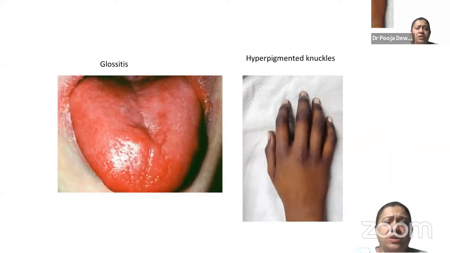So this is how the tongue would appear, that we say the beefy red tongue, and this is how you see the hyperpigmented knuckles. The hyperpigmentation of knuckles occurs because, again, the reduced glutathione is there in the body. This is reduced because of the methyl B12 that is there in your body. And this glutathione inhibits the conversion of tyrosine to melanin. So in the absence of vitamin B12, this inhibition does not occur. So the tyrosine gets converted more aggressively to melanin. Therefore, it leads to hyperpigmentation.